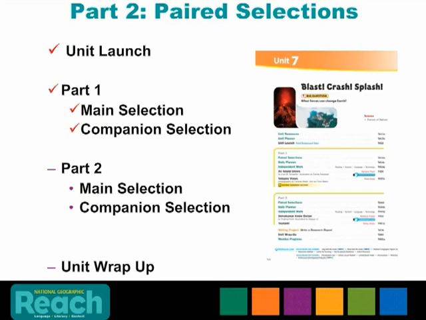After day 10, it's time to move on to Part 2. The instruction in Part 2 is the same as Part 1, but the one main difference is that this part includes the writing project. Let's look at this a little closer.